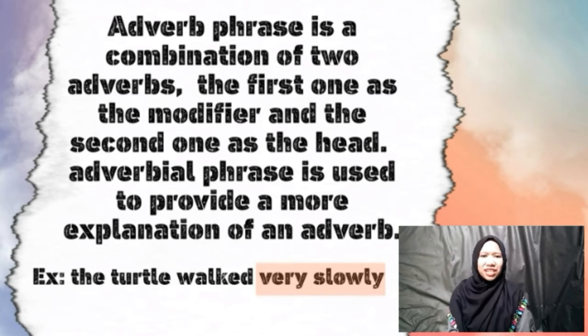Adverb phrase is a combination of two adverbs. The first one as the modifier and the second one as the head. Adverbial phrase is used to provide a more explanation of an adverb. Example, the turtle walked very slowly. In this sentence, very slowly is the adverbial phrase. Very as the modifier and slowly as the head.